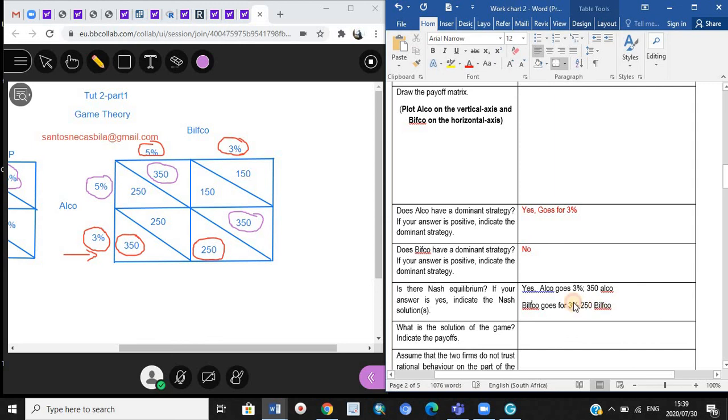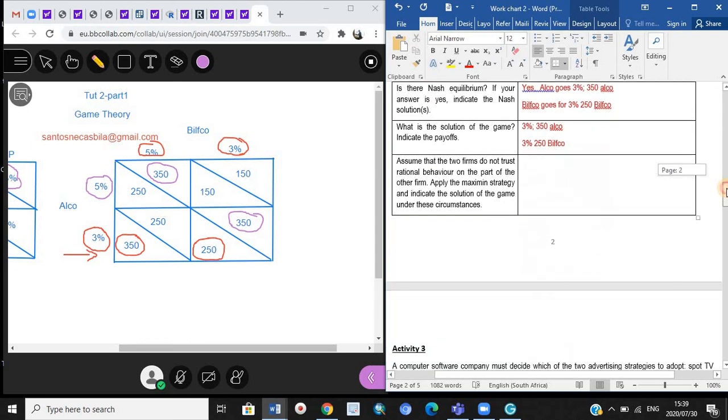Very good. Just going to do this. And again, what is the solution for the game? The solution for the game is this one. I'll just copy. These are the solutions for the game. Very good.